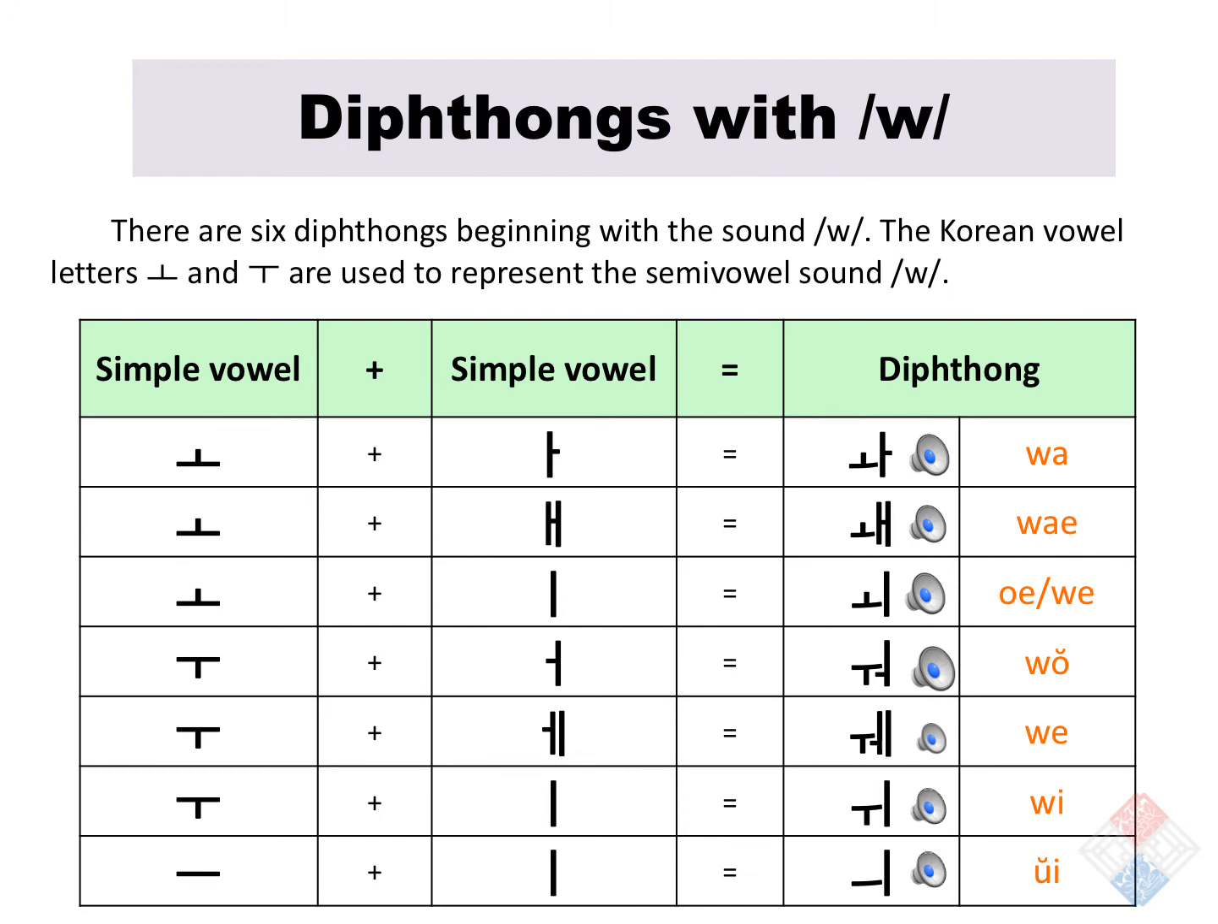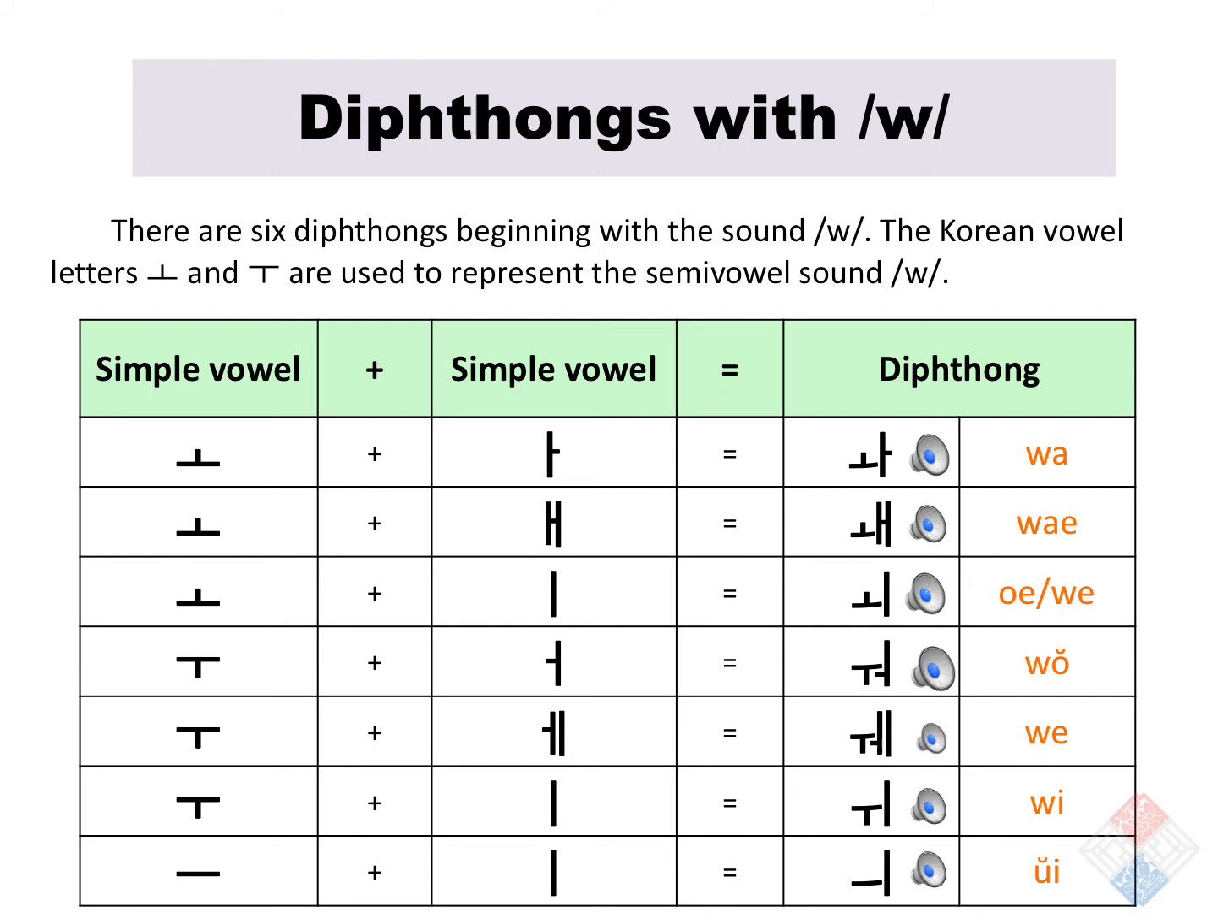O and ah together, wa. O and e together, we. Although they're spelled differently, the way right above it and this way, they're pronounced exactly the same.